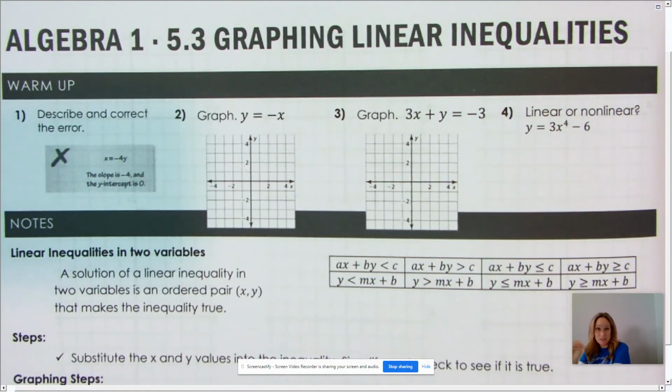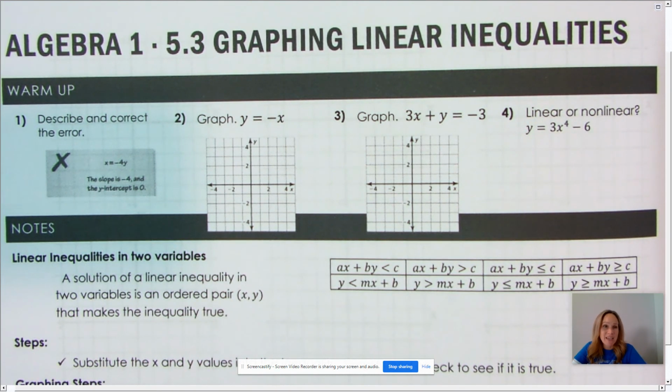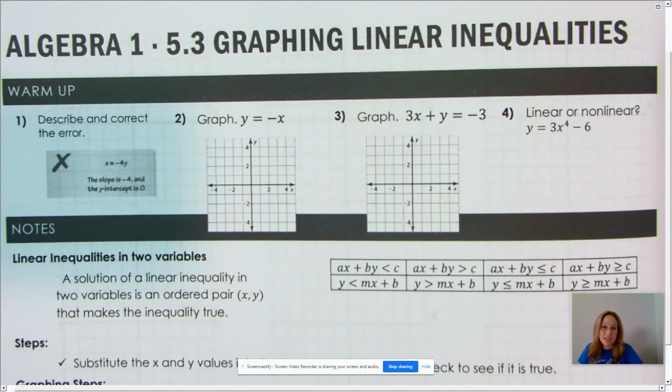This one's kind of fun because we're going to be doing some shading. Spoiler alert. So look at question number 1 on the warm-up. It says describe and correct the error. x equals -4y. The slope would be -4. Well, what's the problem with those? The x and the y are in the wrong places.